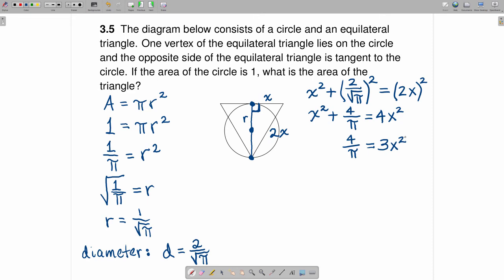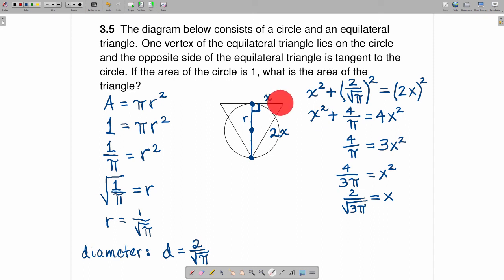The next step to solving this equation is to divide both sides of the equation by 3. When you divide the left-hand side by 3, you get 4 over 3 pi. And when you divide the right-hand side by 3, you get x squared. Finally, the last step is to take the square root of both sides of this equation. You take the square root of the right-hand side, you just get x. When you take the square root of the left-hand side, you get 2 divided by the square root of 3 pi. So we now have the value of x.